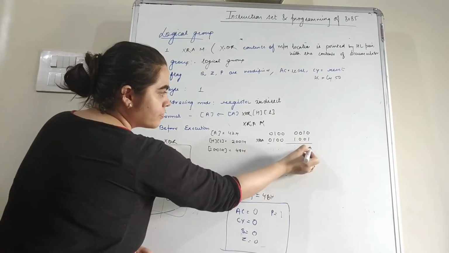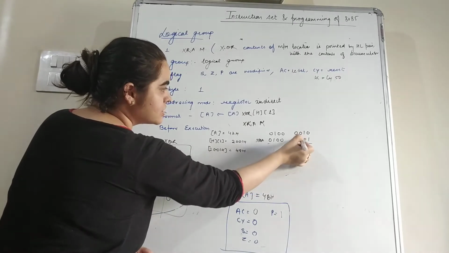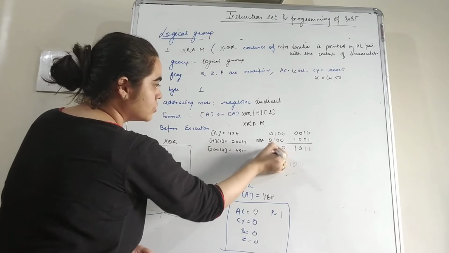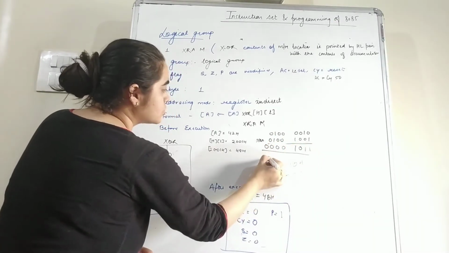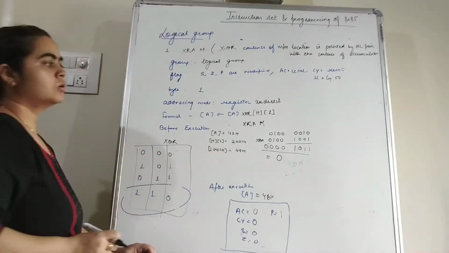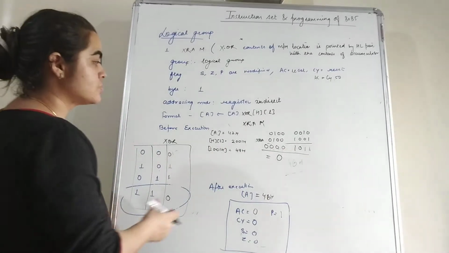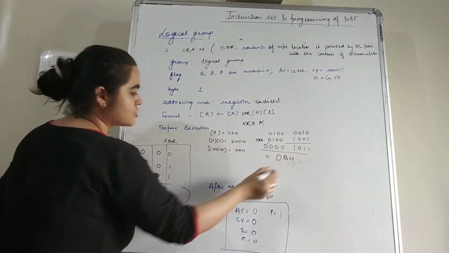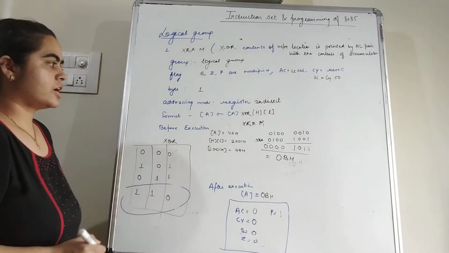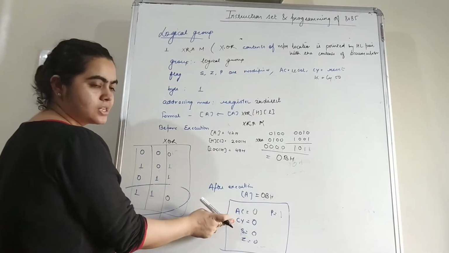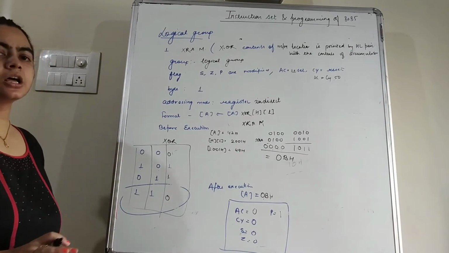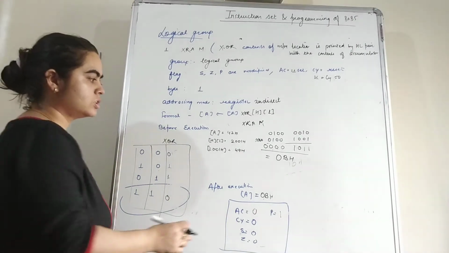So here 0 and 1 is 1, 1 and 0 is 1, 0 and 0 is 0, 0 and 1 is 1, 0, 0, 0 and 0. So the result is 0, 0, 0, 0 is 0, and 1, 0, 1, 1 means 11. So 11 is 0BH. So the accumulator now has contents 0BH, and accordingly the contents of AC and CY are 0, because always after execution we have to reset AC and CY equal to 0.